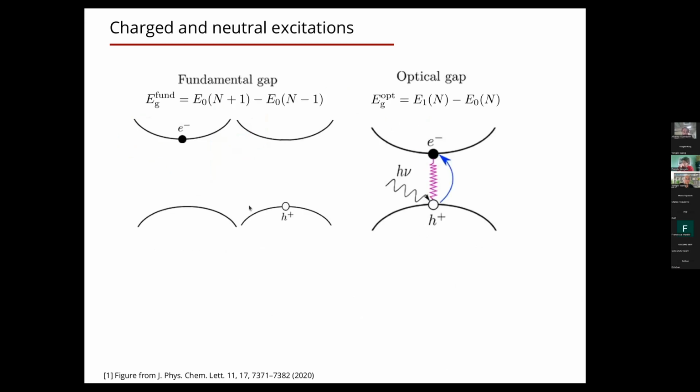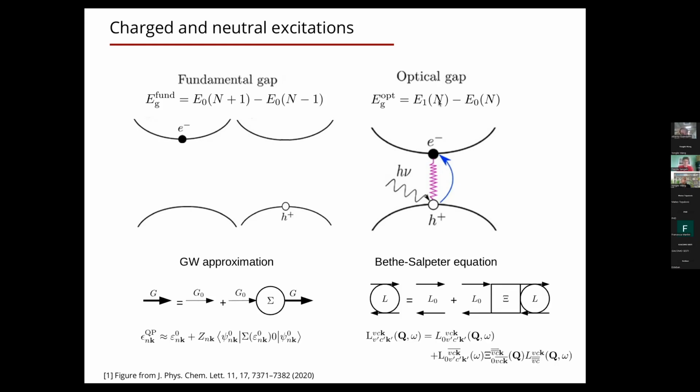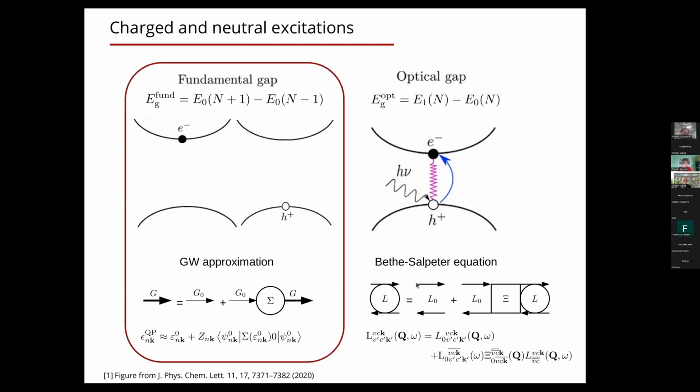Thus, we can distinguish, again, two different kinds of excitations: charged excitations, where one fundamental quantity is the fundamental gap, and neutral excitations, where one fundamental quantity of interest is the optical gap. And as already Davide said, with many-body perturbation theory, we have two different strategies. For charged excitations, the GW approximation, and for neutral excitations, the solution of the Bethe-Salpeter equation. And in this talk, I will focus on the GW approximation, so charged excitations.